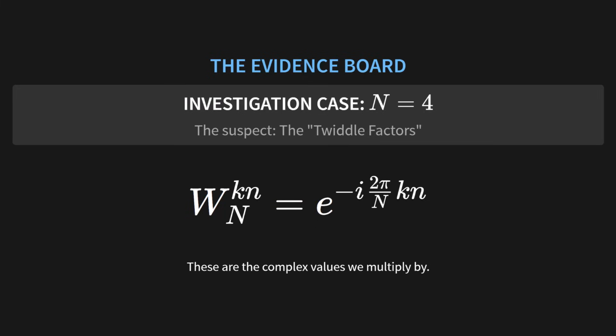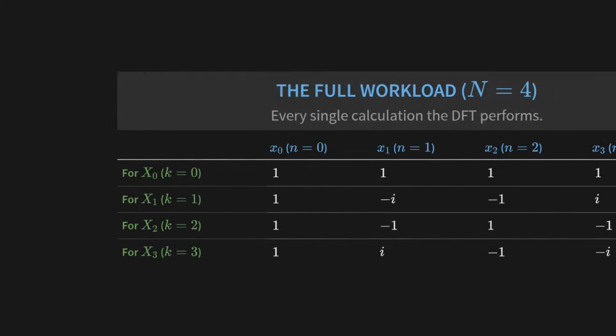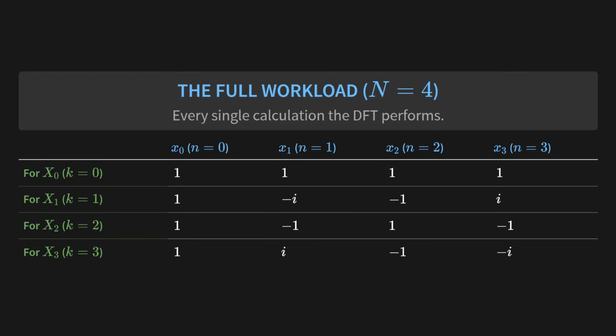Let's lay out all the evidence. For our n equals 4 case, here is the full workload. Every single calculation the DFT performs. On the left, you can see we're calculating our 4 frequency scores. And for each one, we multiply by our 4 input samples. This table shows every single twiddle factor it has to compute. For x sub 0, they're all just 1. For x sub 1, it's 1, -i, -1, i, and so on.